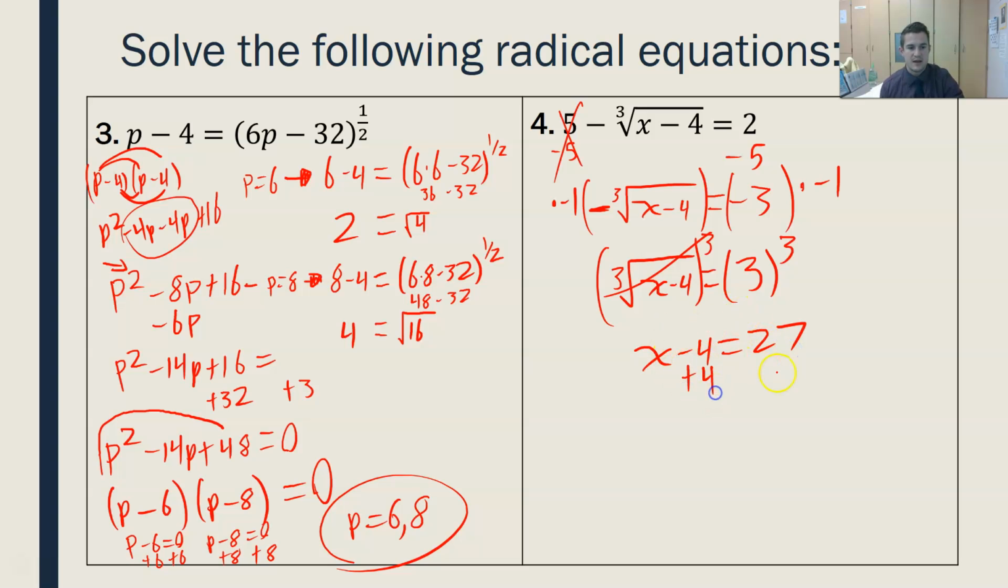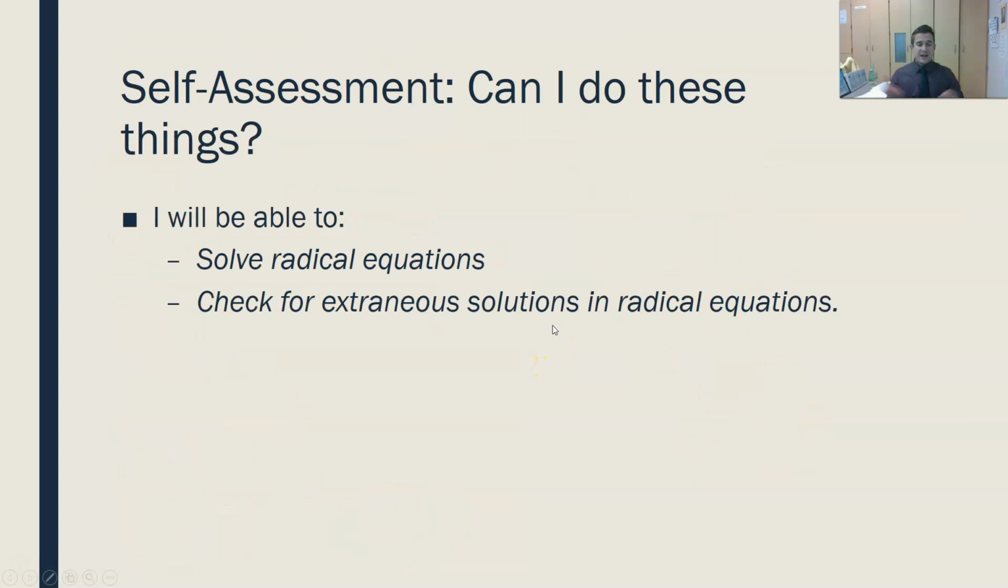And then I'm going to go ahead and add 4. 3 cubed is 27. I'm going to add 4 on both sides, which gives me x equals 31. You can plug that back in to double check that that actually works and is not an extraneous solution.